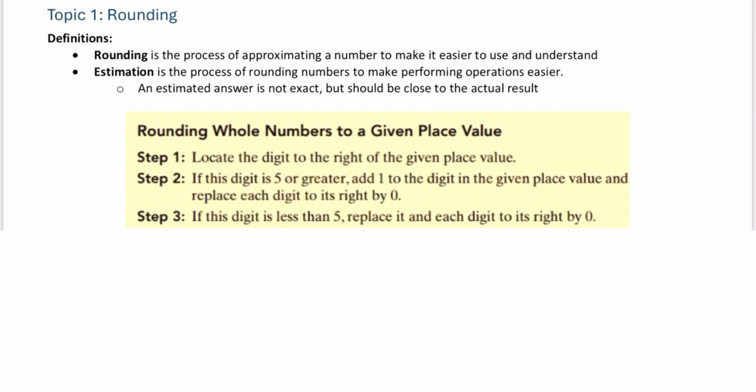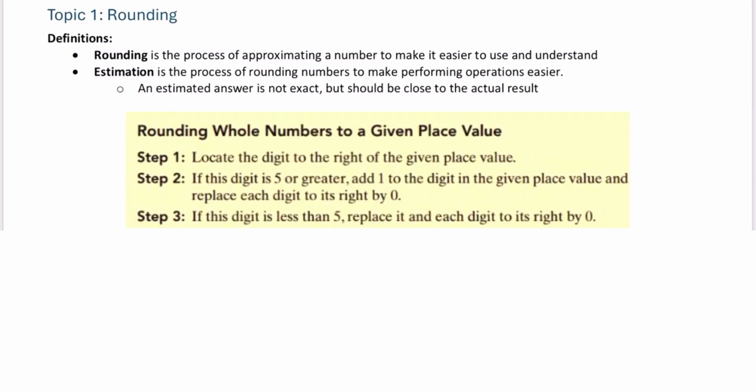In this video, we'll introduce rounding. Rounding is the process of approximating a number to make it easier to use and understand. Estimation is the process of rounding numbers to make performing operations easier. An estimated answer is not exact, but should be close to the actual result.